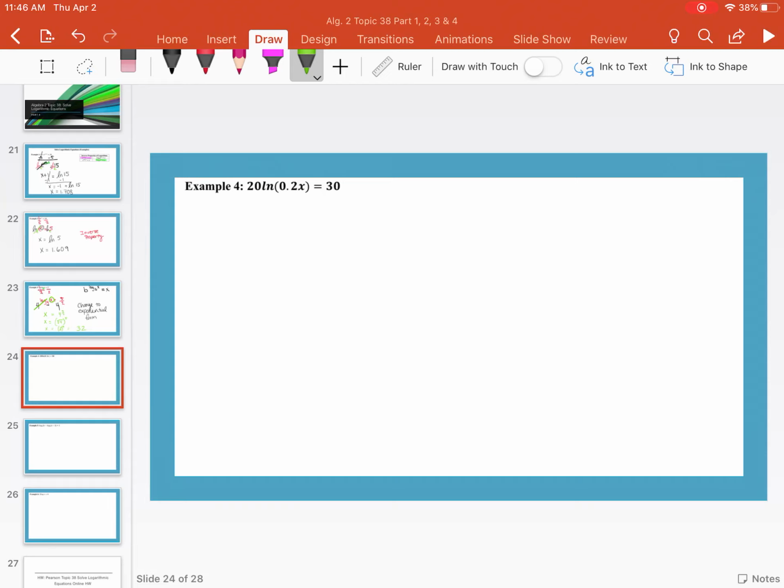Moving on to the next example, we have 20 times the ln of 0.2x equals 30. So right off the bat, we notice that we have multiplication here. So we're going to divide both sides by 20. And we're left with ln of 0.2x equals 3/2.